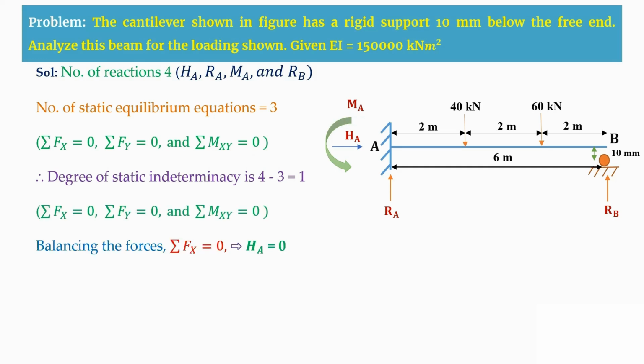Now we are going to balance the forces. So for balancing forces, we take sigma Fx equal to 0. As there is no horizontal external loading, HA will be equal to 0. And sigma Fy equal to 0. So that means RA plus RB will be equal to 40 plus 60, that is total 100 kilonewton. So this is another equation.